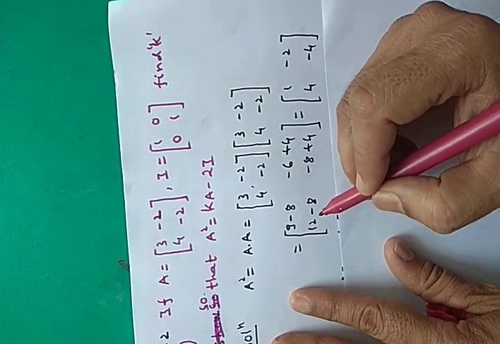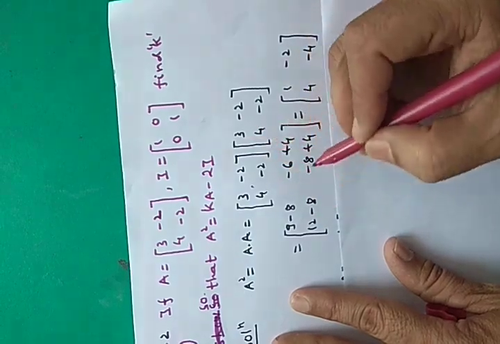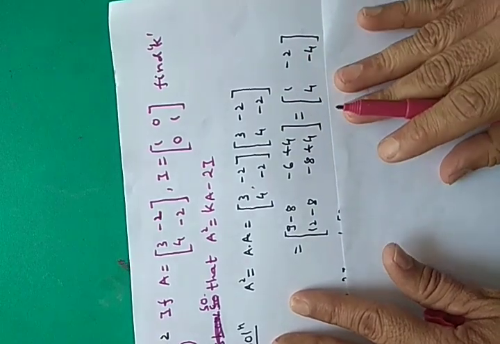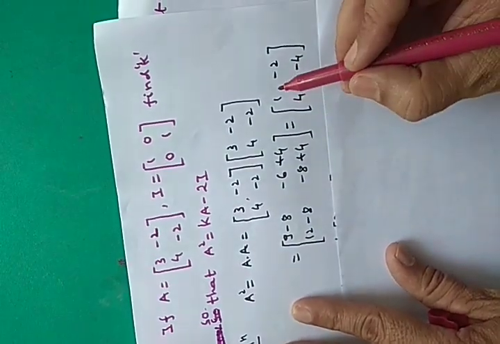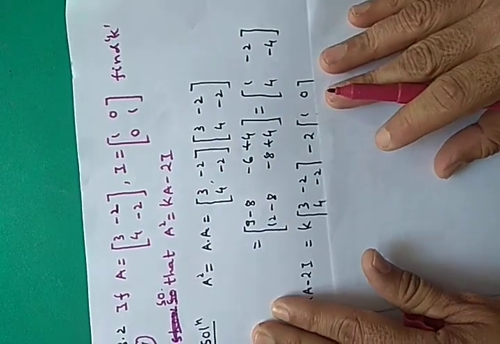Then this element is called A21, so for A21, second row, first column. For A22, second row, second column. So after simplification, you will get 1 minus 2, 4 minus 4. So this is the value of A square.